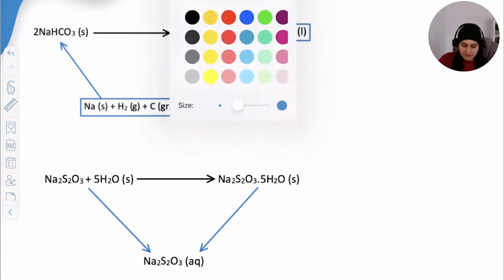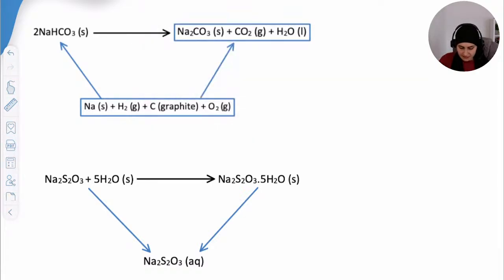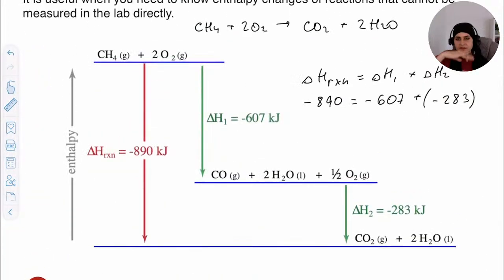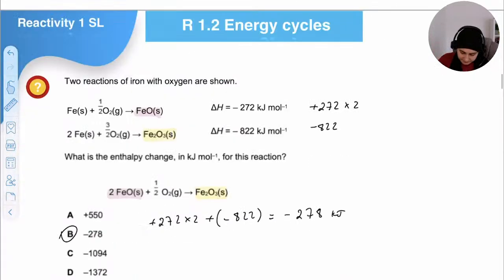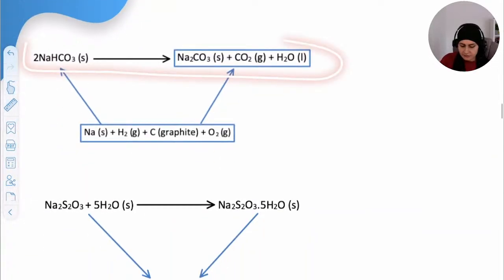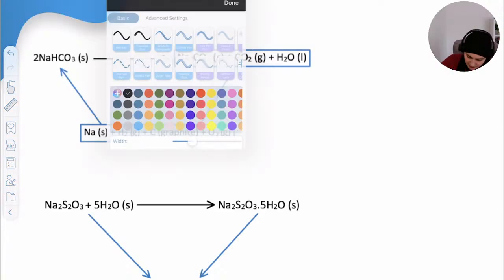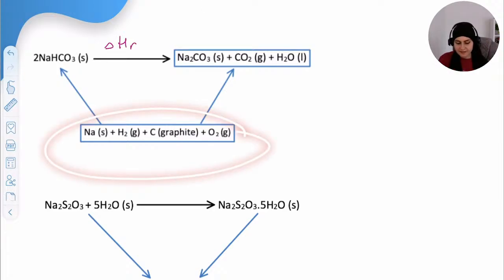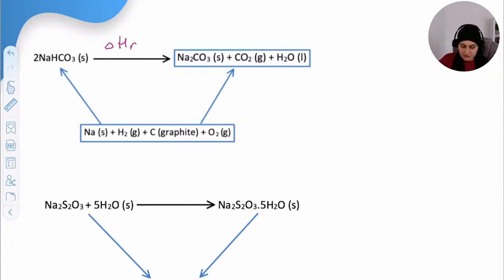So let's say you have this, which is basically the Hess cycle, the same as I showed in the beginning, but just written in a different way, in the triangle way. And usually in these cycles, at the top, you write a reaction for which you need to find enthalpy change. So let's say we need to find enthalpy change of this reaction. And at the bottom, you write some kinds of intermediates. So in this case, it's sodium solid, H2 gas, C graphite, O2 gas.